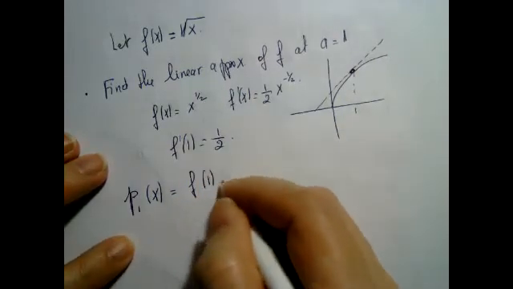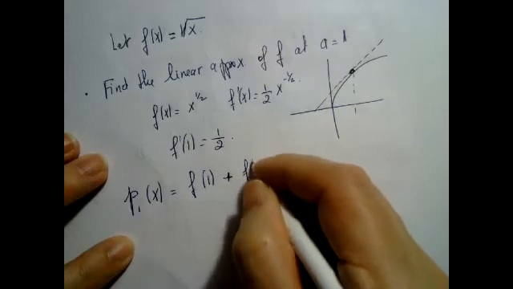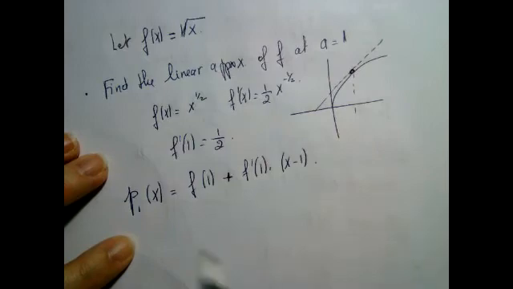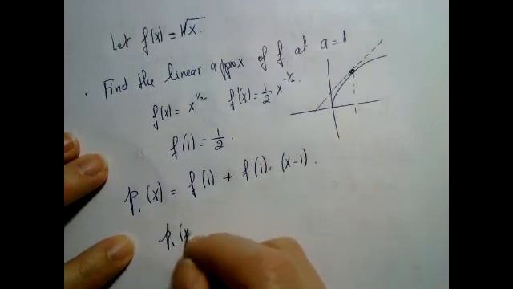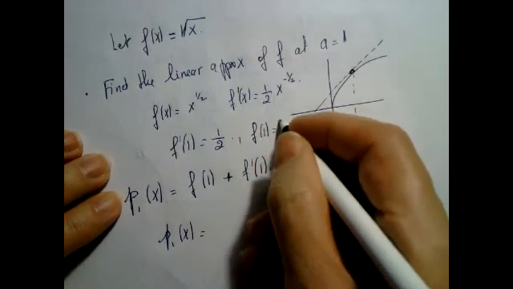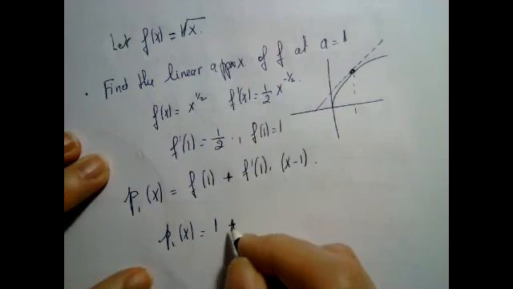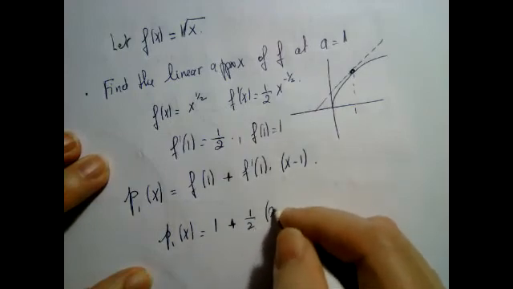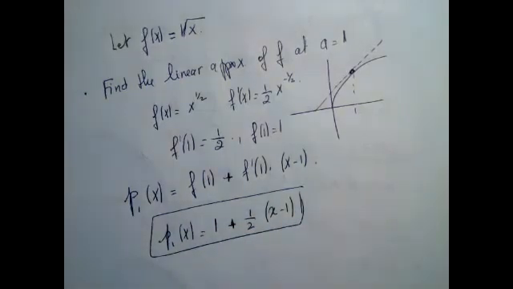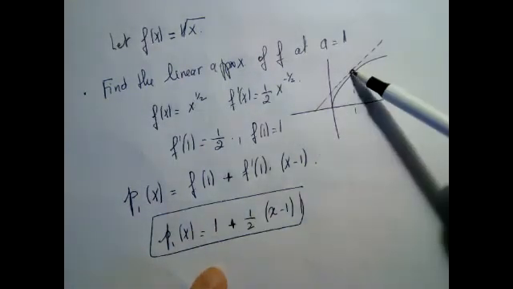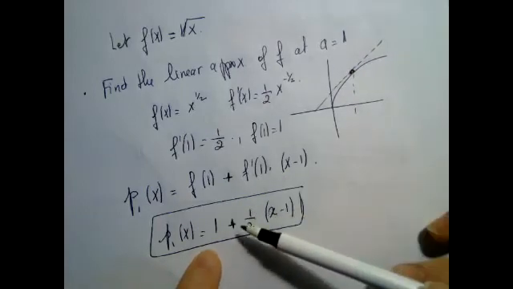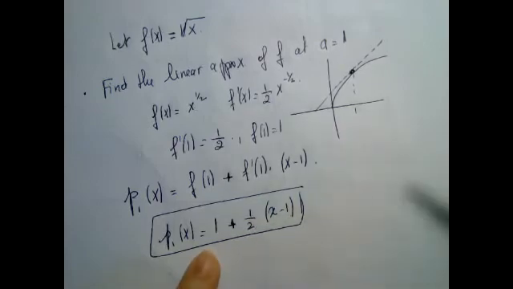value of the function at 1 plus f prime of 1 times x minus 1. So P1 of x is f of 1, which is 1. So it's 1 plus a half times x minus 1. That's the linear approximation. It means that near 1, the values of the square root of x are very close to the value obtained by this polynomial.